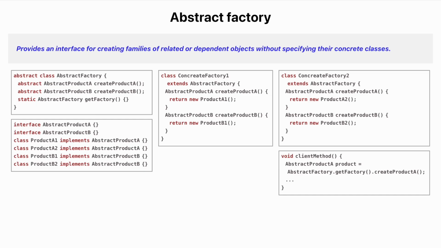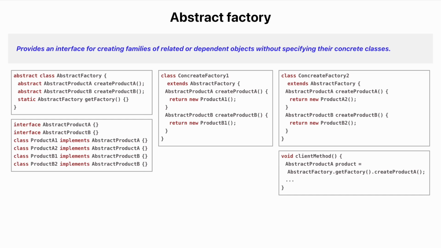Abstract factory provides an interface for creating families of related or dependent objects without specifying their concrete classes. Here, the client has the reference to the abstract factory class and abstract product interface. First, it will obtain the instance of a concrete factory object using the getFactory method inside abstract factory. The concrete factory object can be created based on some environmental variables or some arguments that the client can pass to the abstract factory. Once a concrete factory object is created, client can start creating products.